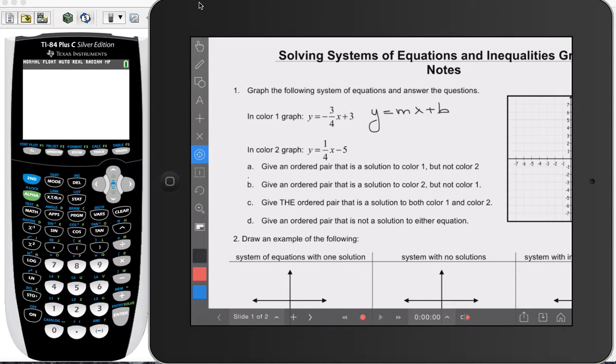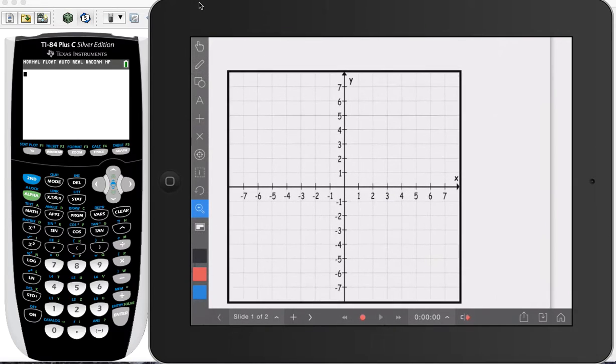So let's go ahead and look at the first line. The y-intercept is 3. The slope is negative 3 over 4. So I'm going to start by plotting the y-intercept. And my slope is negative 3 over 4, so I'm going to go down 3 over 4, down 3 over 4, up 3 over 4, and so on. Now let's connect these points, and that's going to be my first equation.